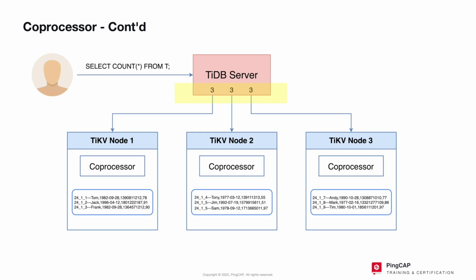So let's close out this coprocessor discussion by showing something I mentioned earlier, and that is that we're doing a count star from a table. Each coprocessor is going through and doing its individual counts and returning them back to the TiDB server. So we can see that each TiKV node returned an integer of 3, and then TiDB server will go add those up, come up with 9, and then send 9 back to the user.